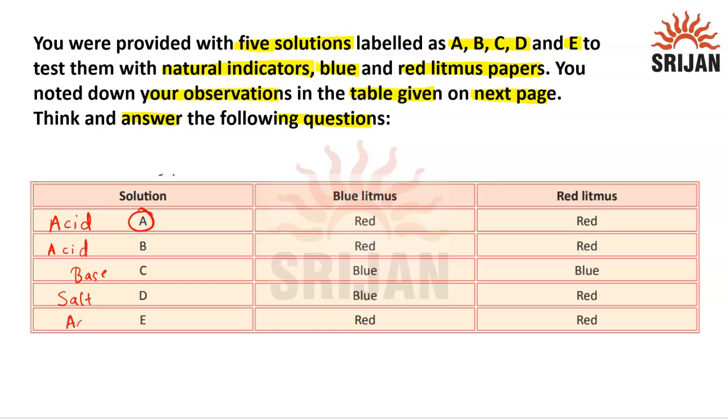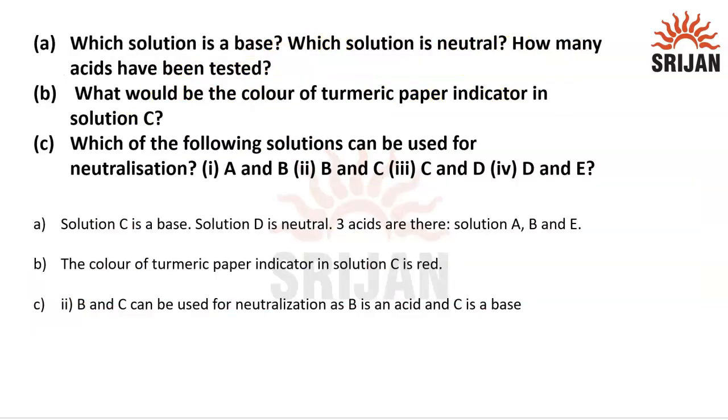So here we are able to see that 3 solutions are acidic, one is basic and the other is salt. So A, B, E are acids, C is a base and D is a salt. Now let's have a look on the questions and answer them accordingly.